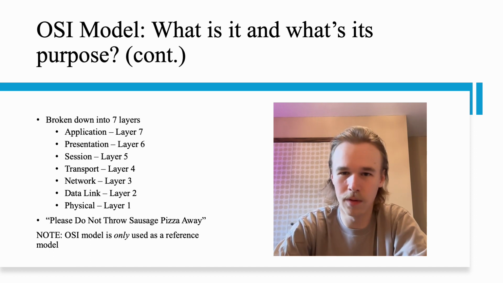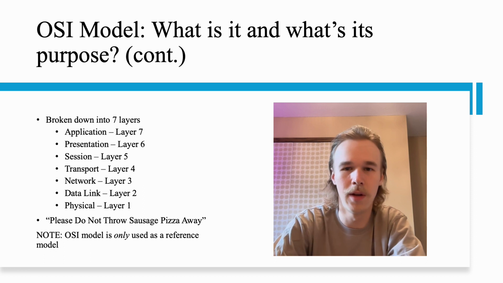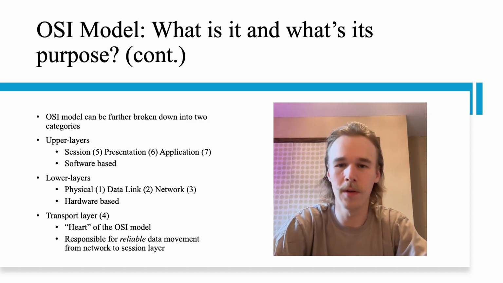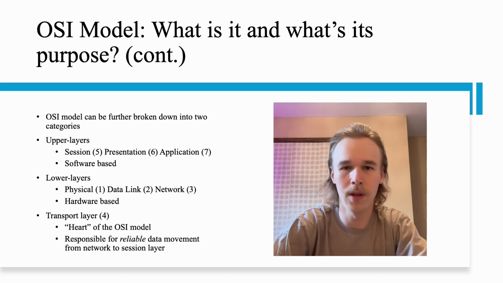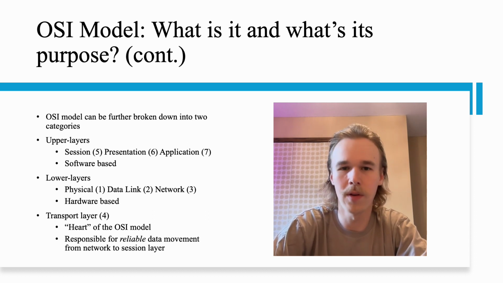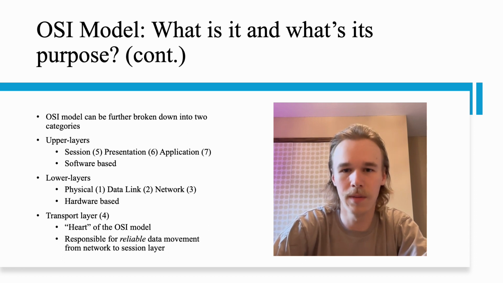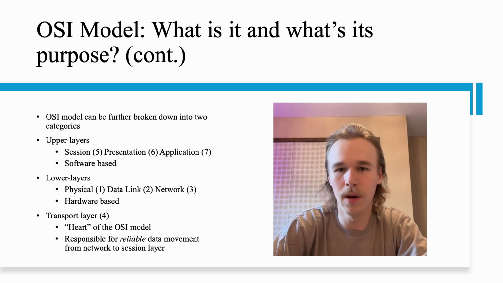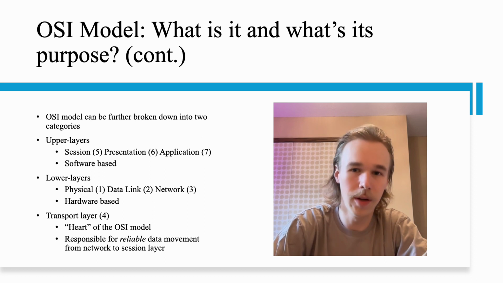It's important to note that this is only used as a reference model and should not be confused with the TCP/IP model. Furthermore, the OSI model can be broken down into 2 categories, the upper layers and the lower layers. The upper layers consist of the session, presentation, and application layers. These are considered more software-based. We'll get into that later. Next, we have the lower layers, which are the physical, data link, and network layers. These layers are considered the hardware layers, which we will also get into later.